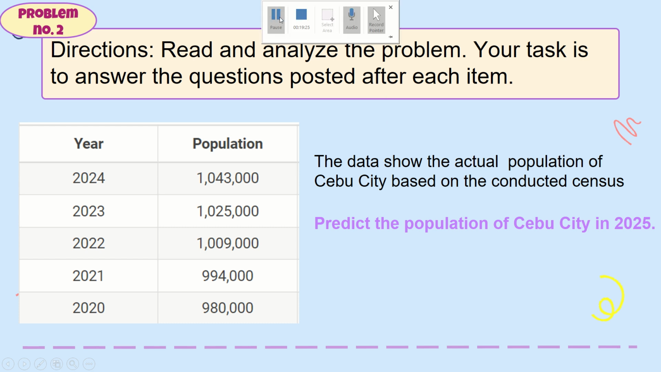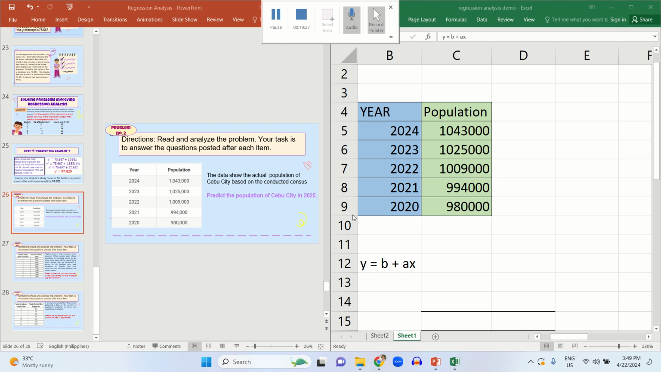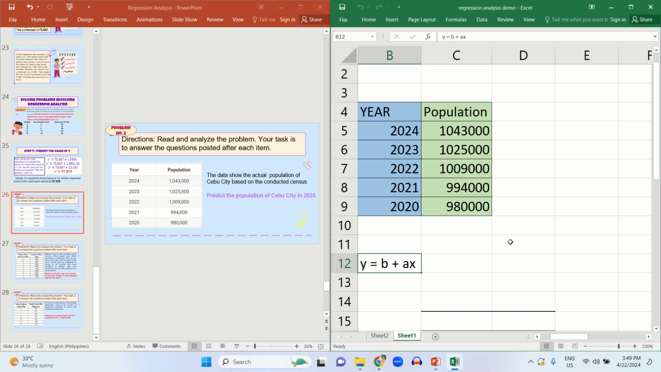Okay, let me pause it. Okay, let us proceed with the prediction of the population next year, 2025.